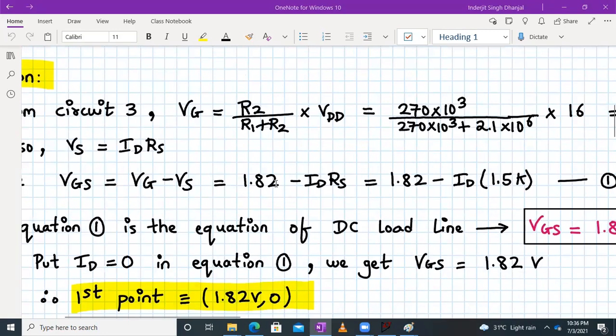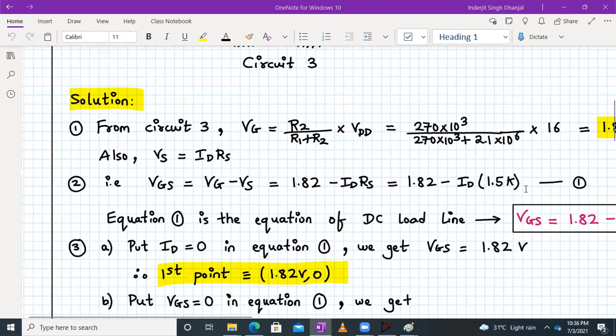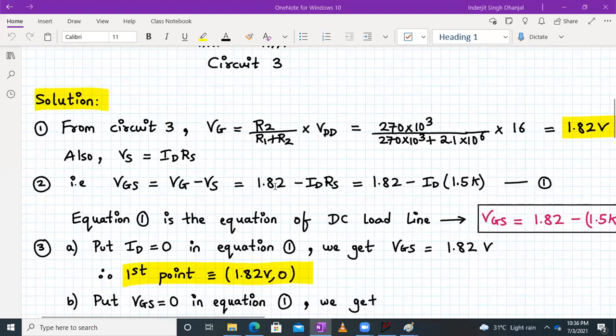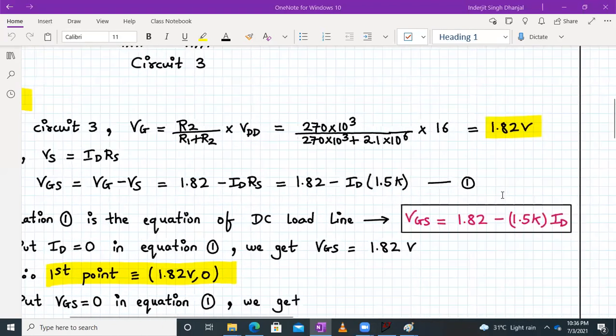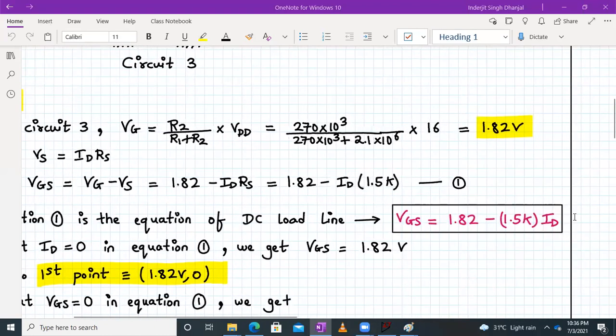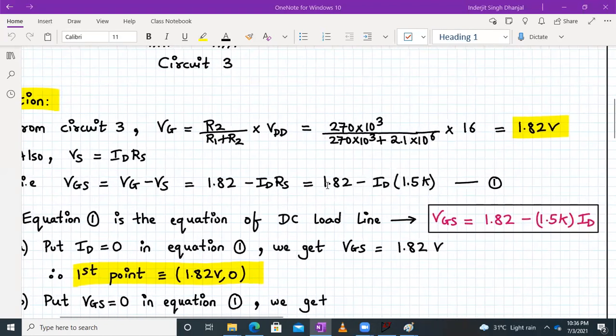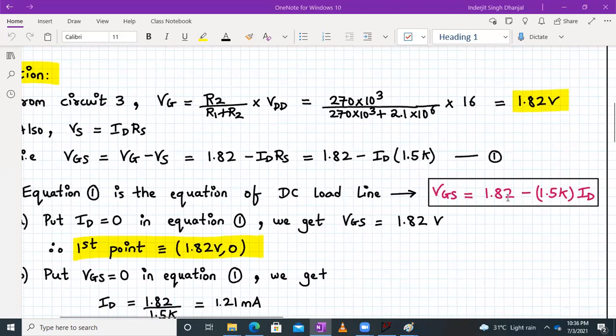That will be 1.82 minus ID times RS. And RS value is 1.5K. So our first equation is this: VGS is equal to 1.82 minus 1.5K times ID. So this equation number 1 is the equation of the DC load line.